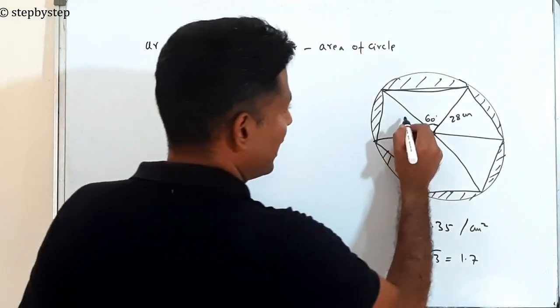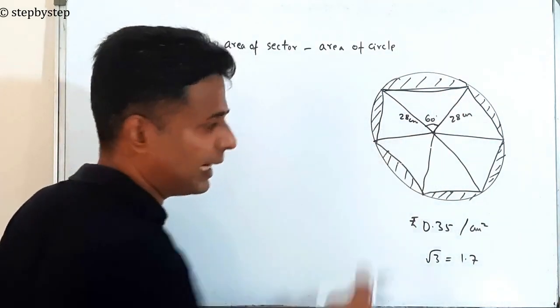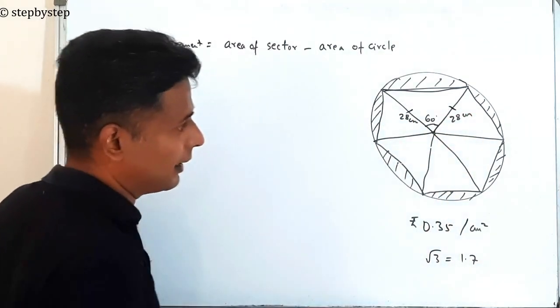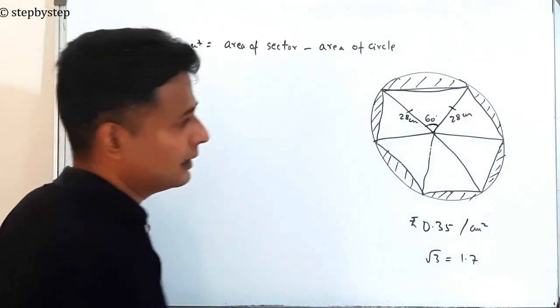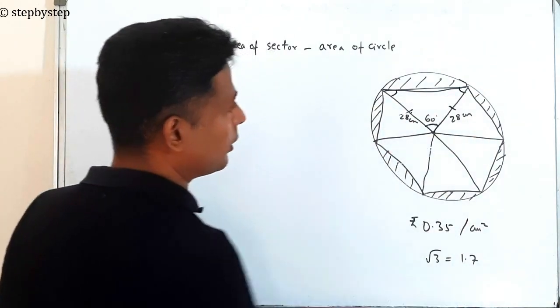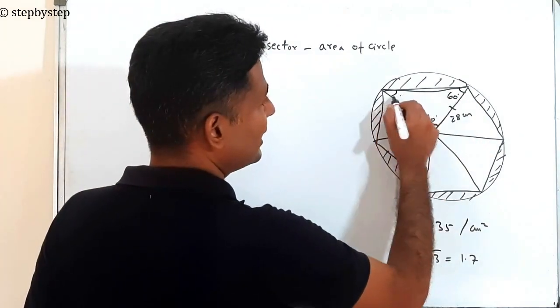Okay guys, now one more thing I want you to notice. Till now I was finding height and base, right? See here, this side is equal to this side and the angle between them is 60 degrees. If this side is equal to this side, this angle will also be equal to this angle, which means these two angles will also be 60 degrees.